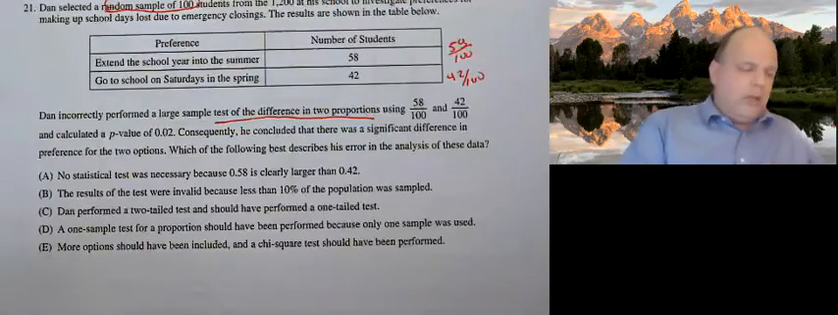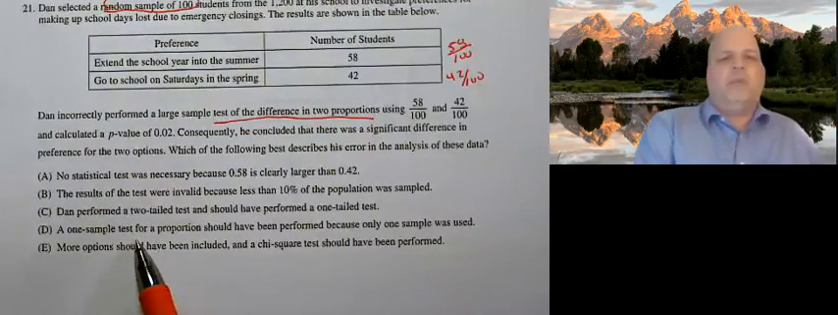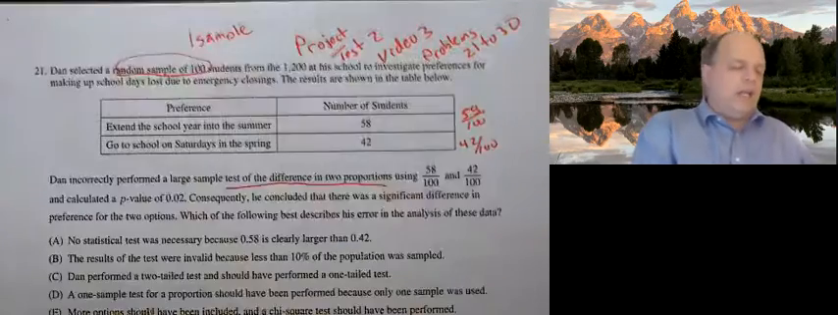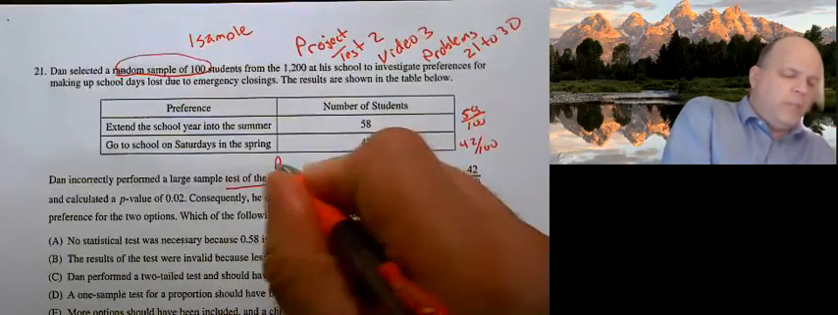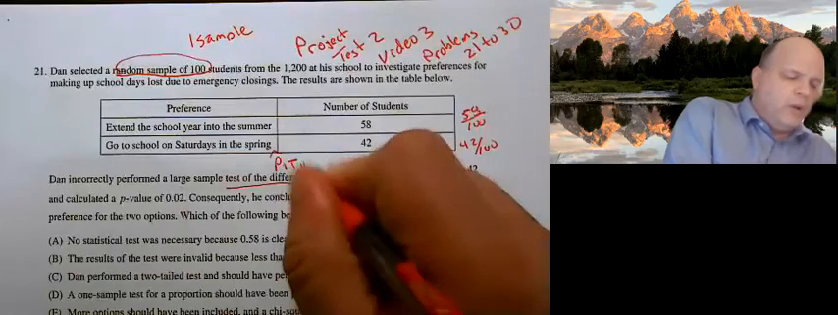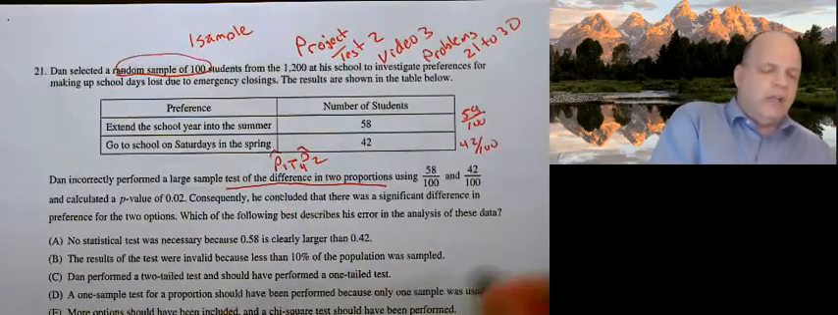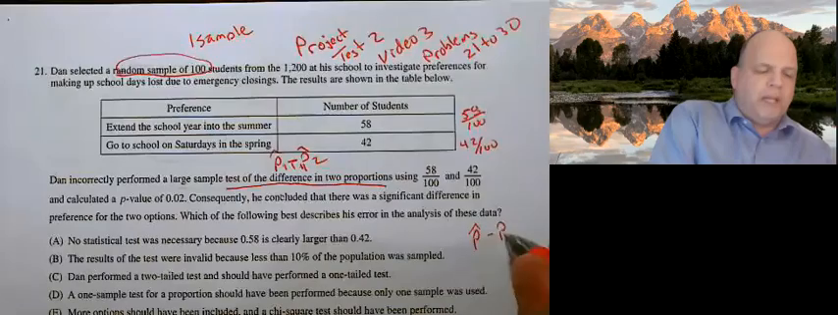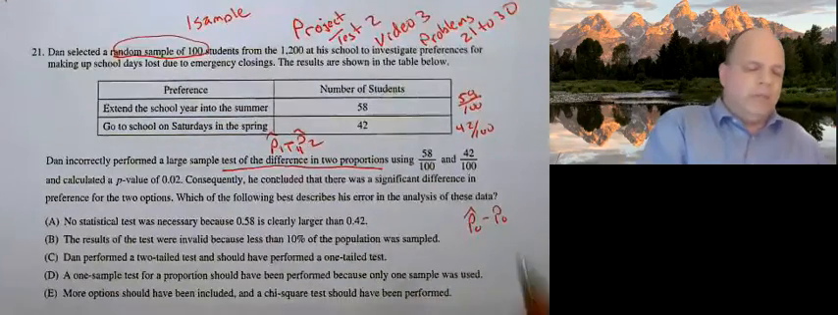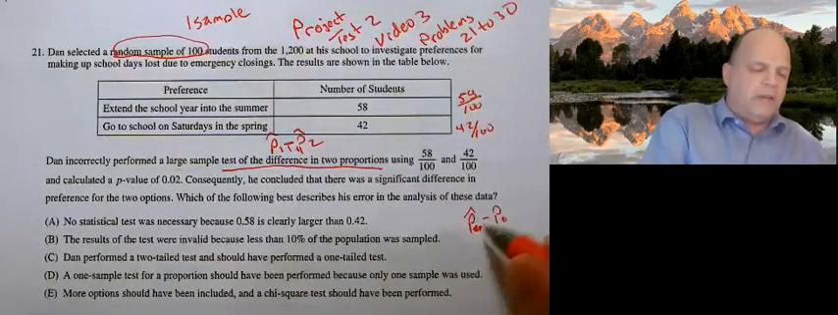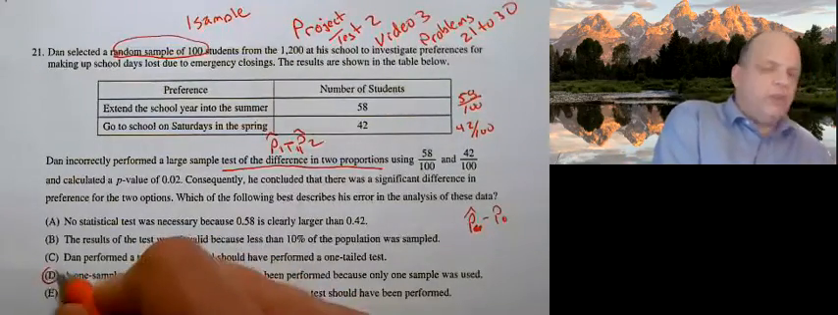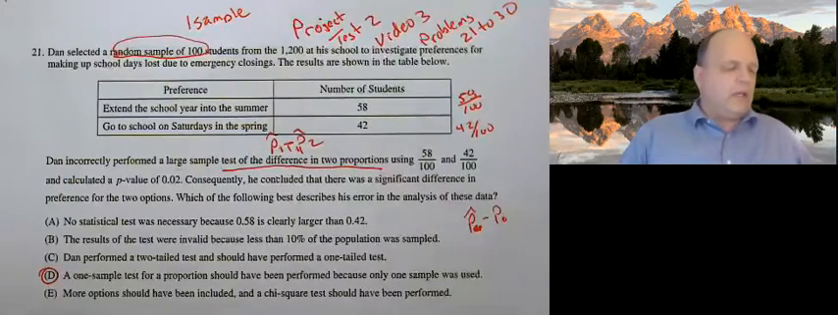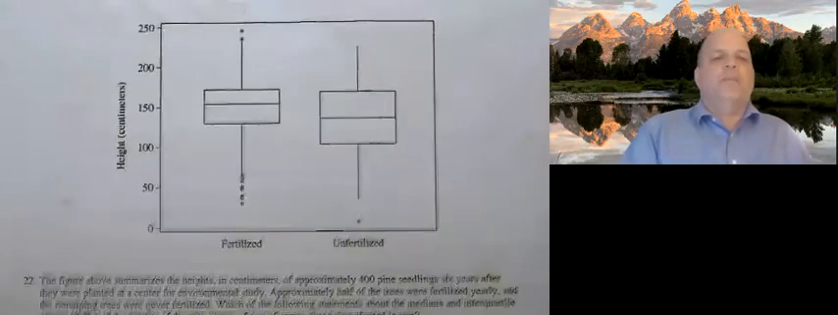Okay, so a one sample test would be more appropriate because he only took one sample. He ran a two sample test, a test for differences. So he did p hat 1 minus p hat 2, and he couldn't do that. He needed to do p hat minus p naught. That's what he should have been doing for the numerator. So this should have been a one sample test because he only took one sample. All right, number 22.